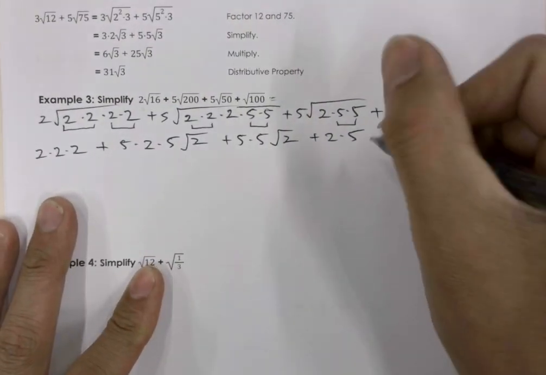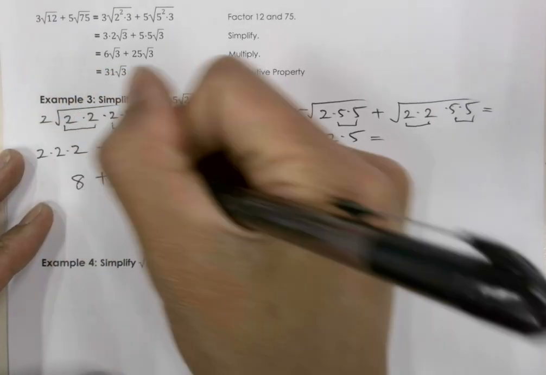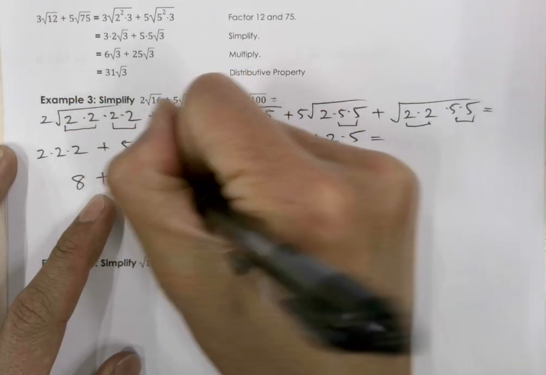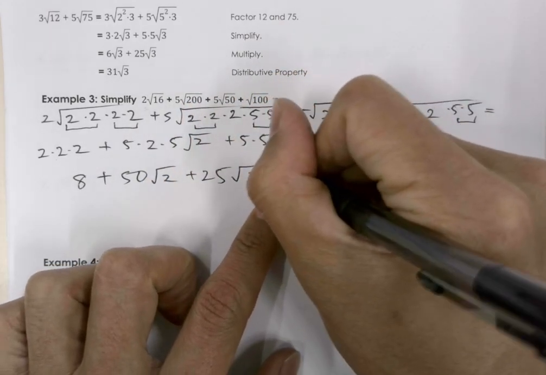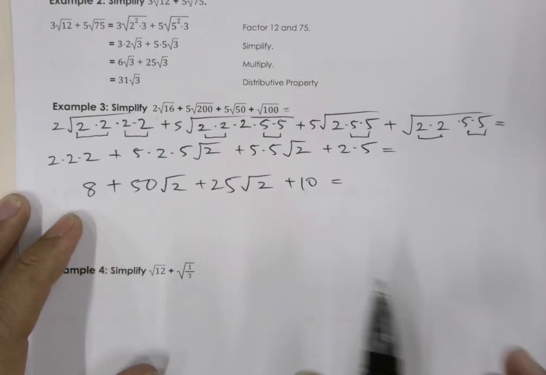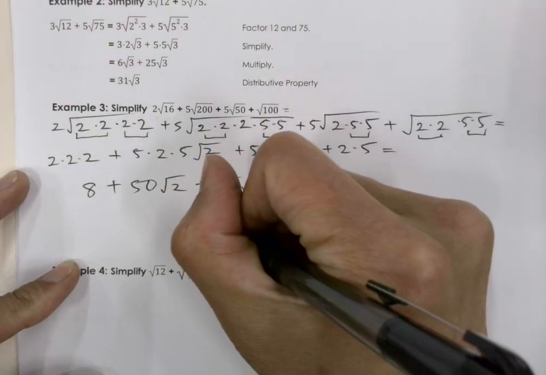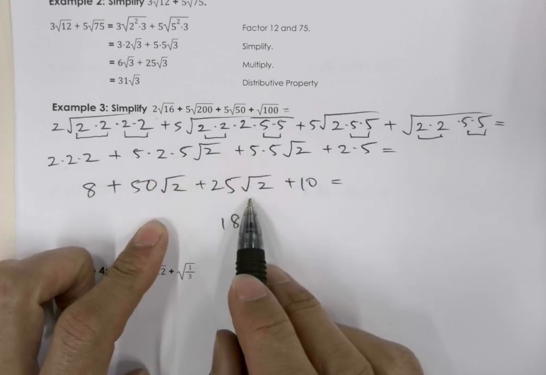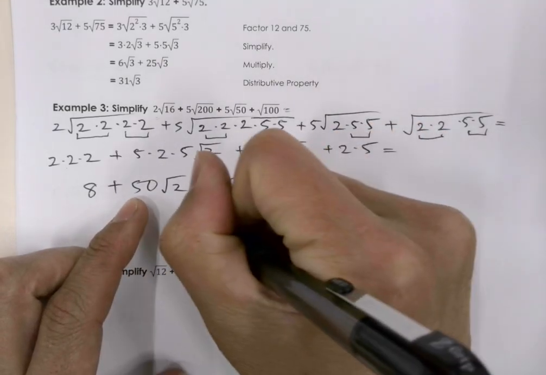So this is what we get. Let's go ahead and simplify it a bit more. We got 2 times 2 times 2, that's 8, plus 25 times 2 is 50, square root 2. Here's going to be a 25 square root 2, and this last bit is a plus 10. Right. So now we go ahead and look, and can we combine any of the like terms? Well, these two here don't have a square root, so we can combine them. They're both constants, and we get 18. And then these two are like terms because they both have a square root 2. So we're going to add them together, and we get plus 75 square root 2, and we're done.